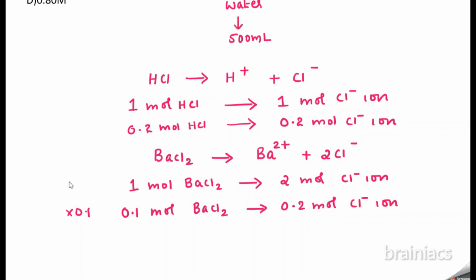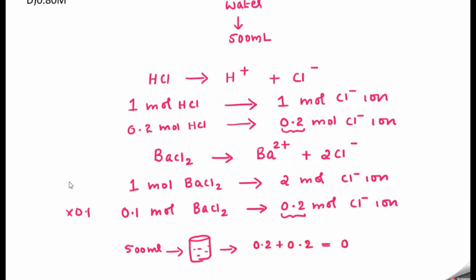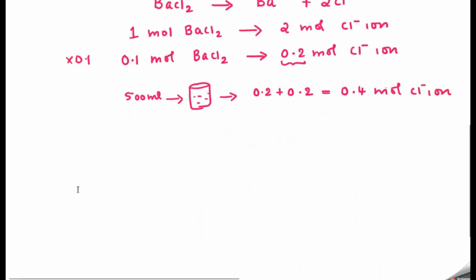Now if you take the solution, let's assume this is my 500 ml solution. Tell me, what is the total number of moles of chloride ions present? I know that 0.1 mole of barium chloride will give 0.2 mole, and 0.2 mole of HCl will give 0.2 mole of chloride ions. So totally 0.2 plus 0.2, that is 0.4 mole of Cl minus ion will be there in the solution. Now let us find the molarity of the chloride ion.